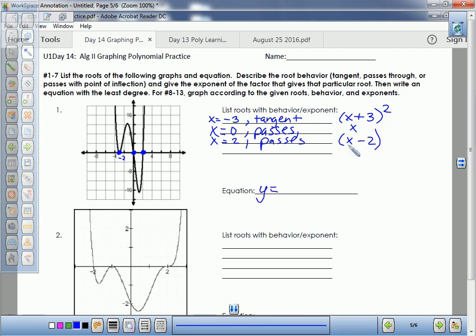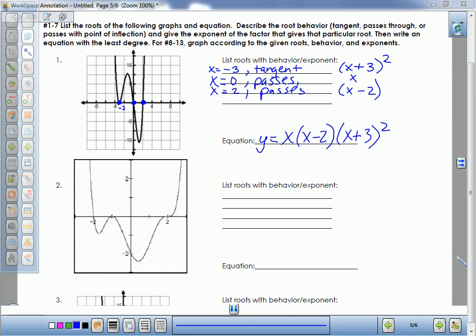Now when we go to write our equation, we should start with any monomials, so the plain old x's would come first, and then the order of your binomials really doesn't matter. And there's the equation for that graph. Okay, you can pause, take a minute, write that down if you need to, rewind if you need to.